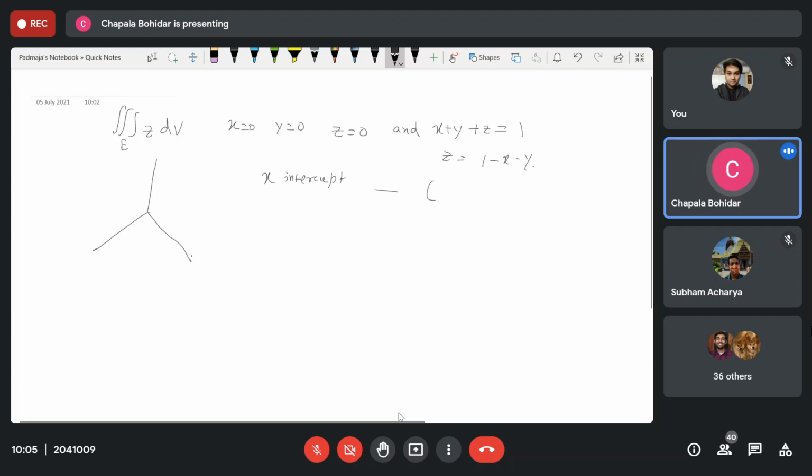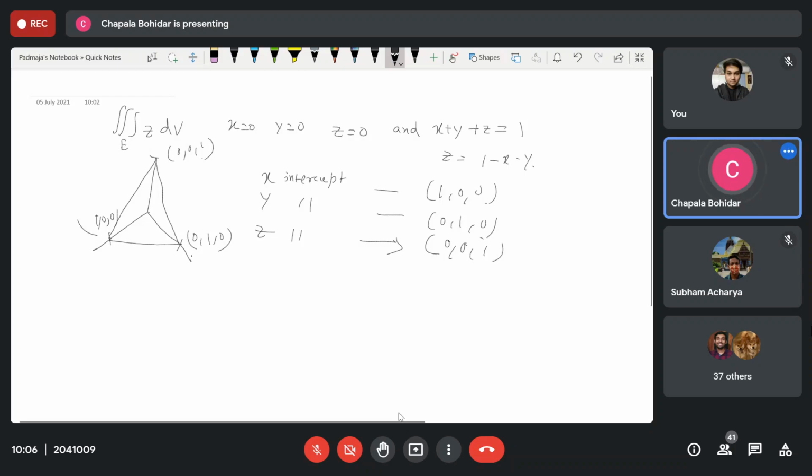So what is the value of x? That is 1, 0, 0. Y-intercept, that is your 0, 1, 0. Z-intercept, you know, I already had done this type. So it is 0, 0, 1. So here it is 1, 0, 0. Here it is 0, 1, 0. Here it is 0, 0, 1. Okay, this is the figure.